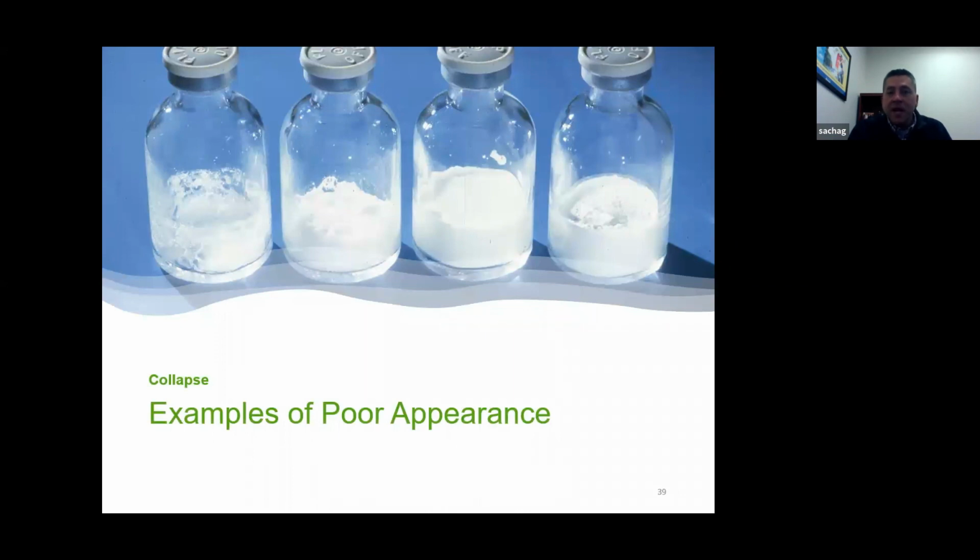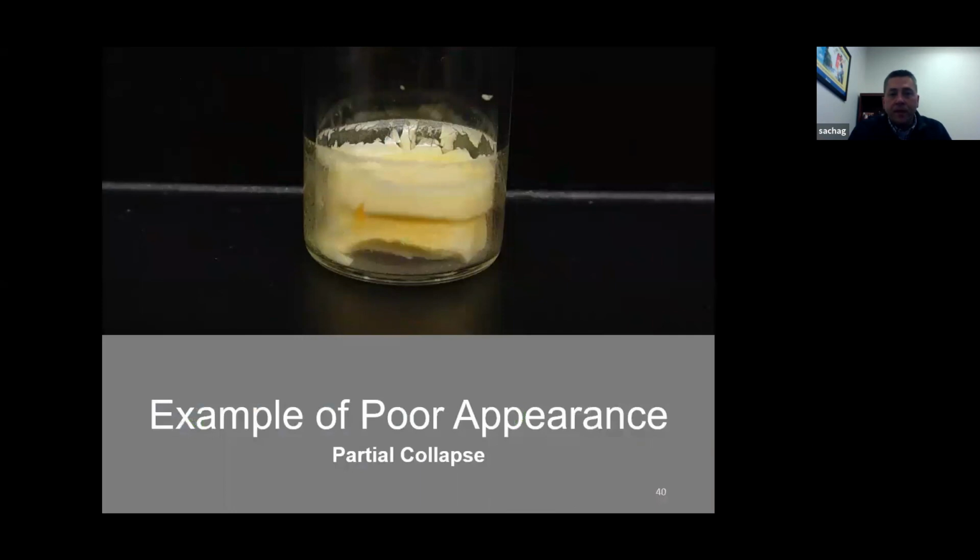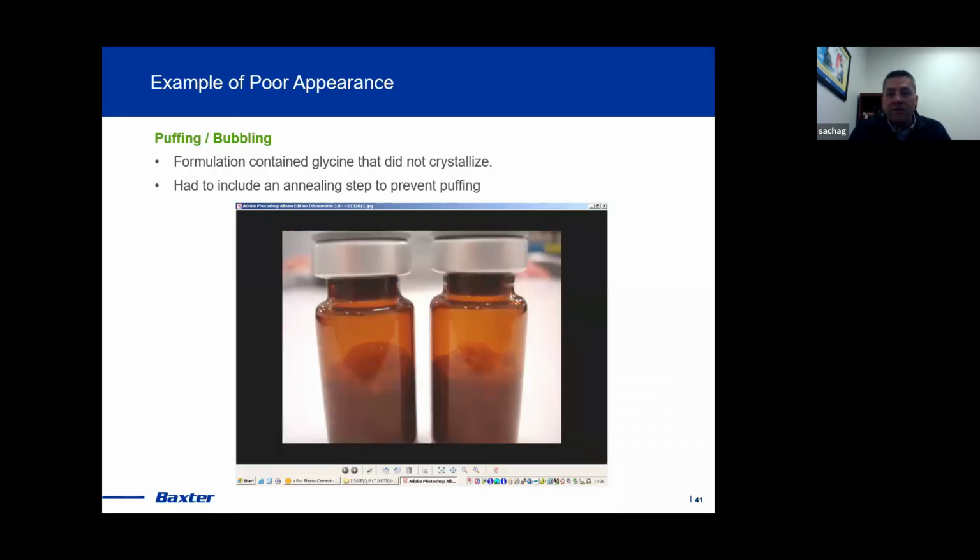And so here's some examples of poor appearance. This is collapse. This is partial collapse. And again, this was mostly an amorphous compound. And then this is an example of puffing. In this particular formulation, it contained glycine, and the original cycle did not have an annealing cycle. It was completely stable just like that. But if you add an annealing step, the entire solid looks much more presentable.